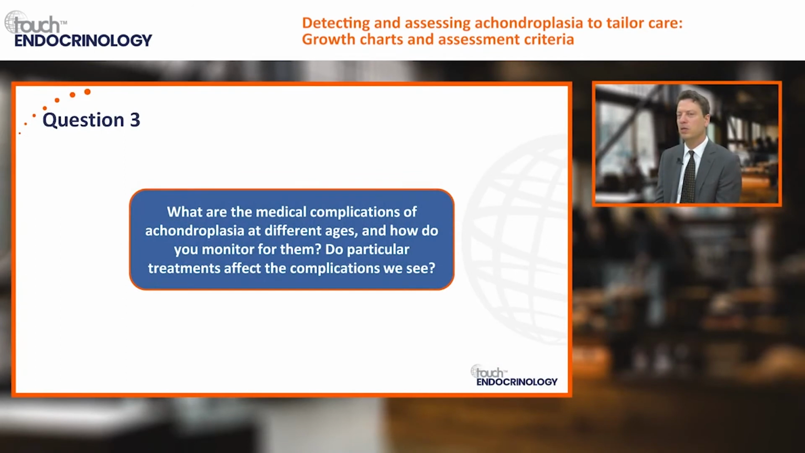And what are the medical complications of achondroplasia at different ages, and how do you monitor for them? And do particular treatments affect the complications we see? I know you've mentioned some of these, but if you want to just lay out for us kind of an overview through the timeline of how you think about these.